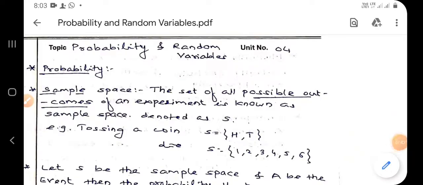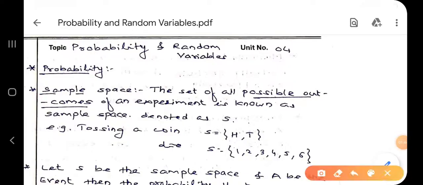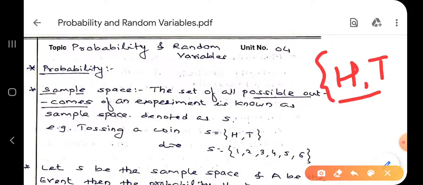Let me clear this concept. If I toss a coin, then I get either head or tail. So this head and tail give me the possible outcomes. What are the possible outcomes here? They are 2, H and T. So n of S you can call 2. If I just toss a coin, I get 2 outcomes.